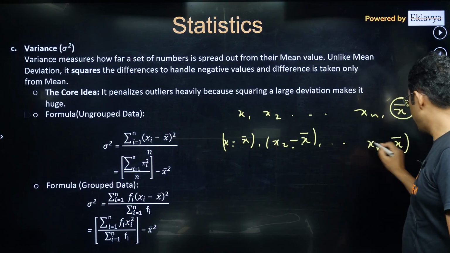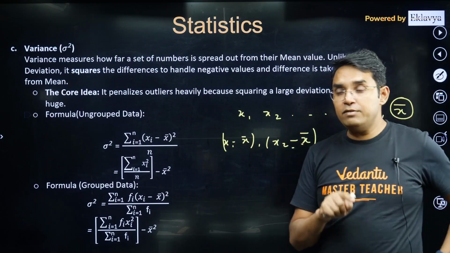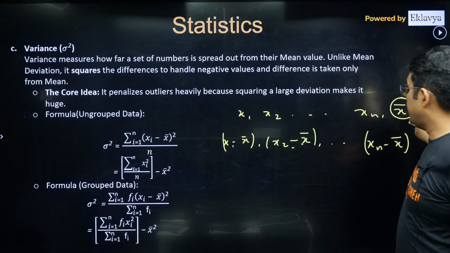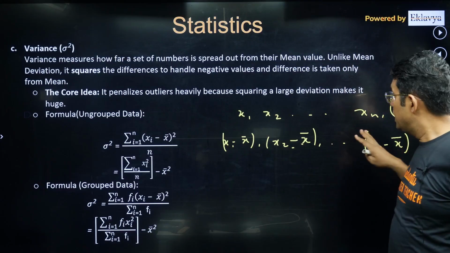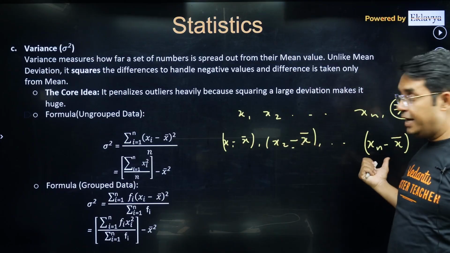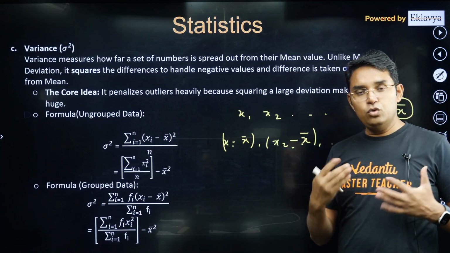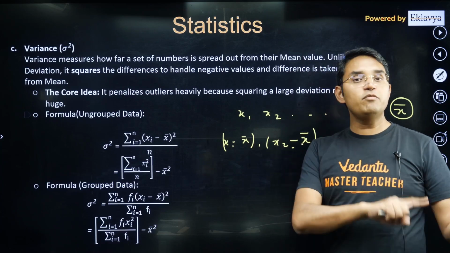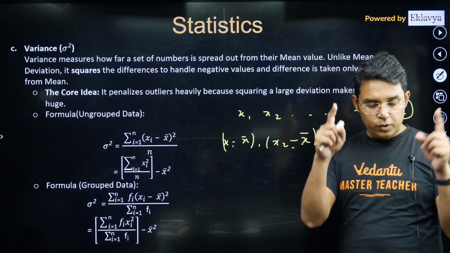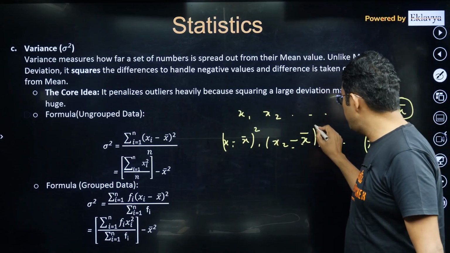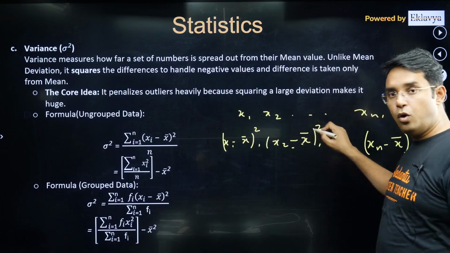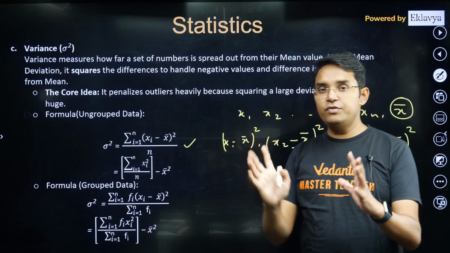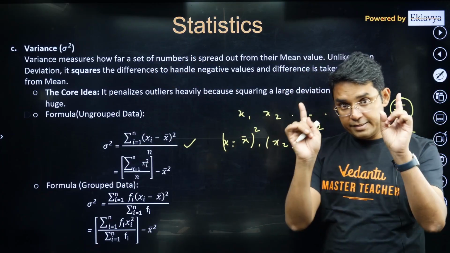xn minus x bar. If you remember, in mean deviation we put mod here so that we can make all the differences positive, because if x bar is the mean average value, then some of them will be positive, some of them will be negative. So we want to know the variation, so we have to count their magnitude. In case of mean deviation we did it by putting mod on it, here we will be putting square. So if you put square on all of them and you take their average, you get variance, which we denote by sigma square, not sigma, sigma square.